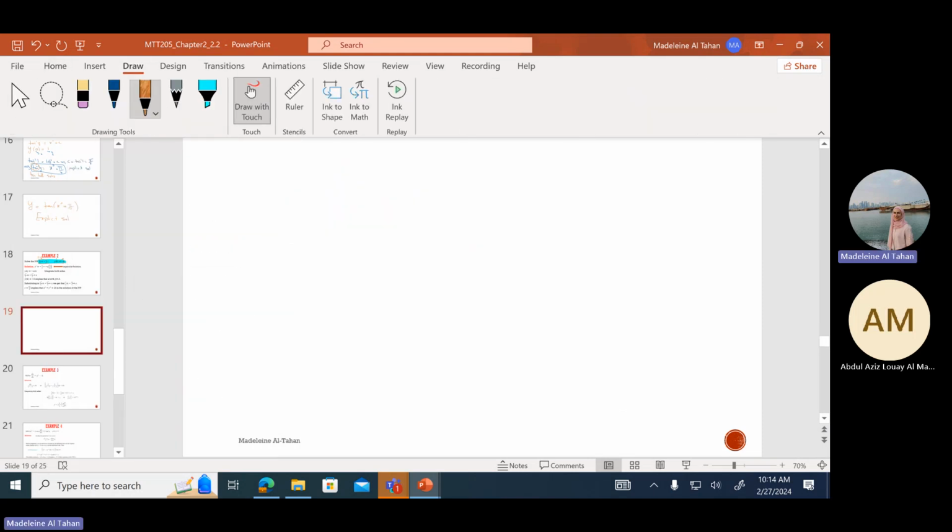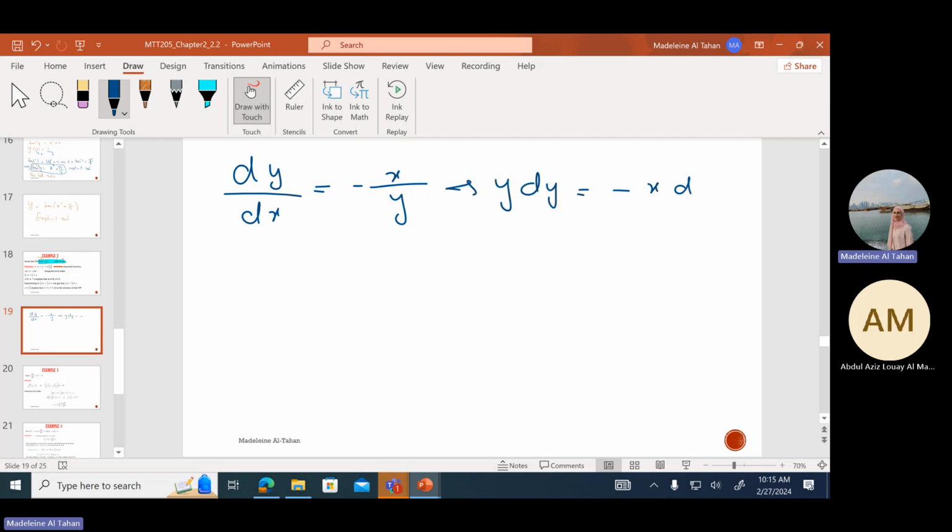So almost all of you started it correctly. dy by dx is equal to negative x over y. So y alone and x alone. The first step, please let me know if you did it correctly. What can we say here? y dy equals negative x dx, right? This step, are you okay with it? How to flip it? Usually cross multiplication.